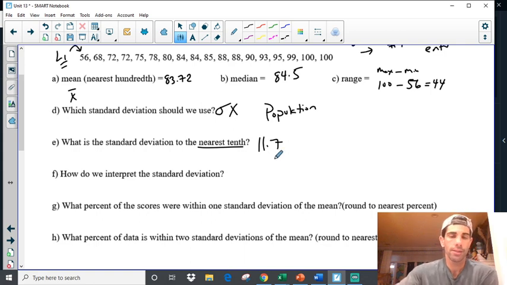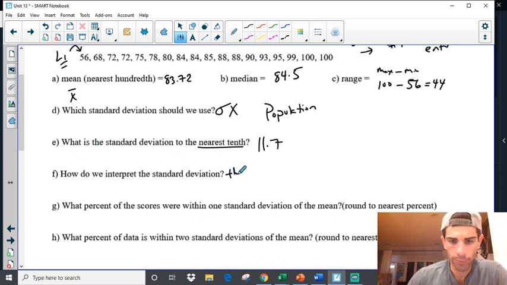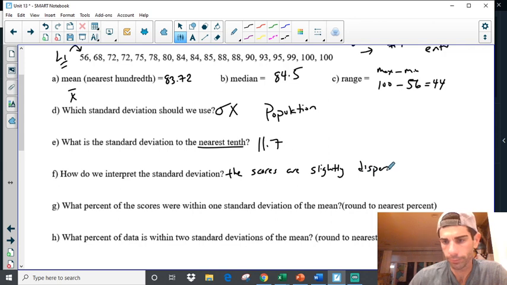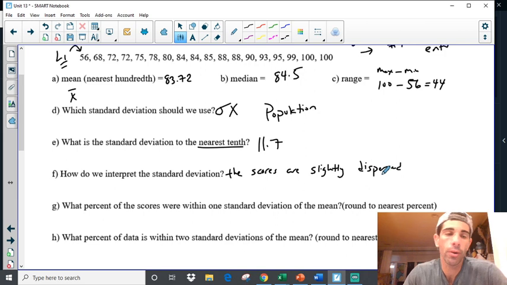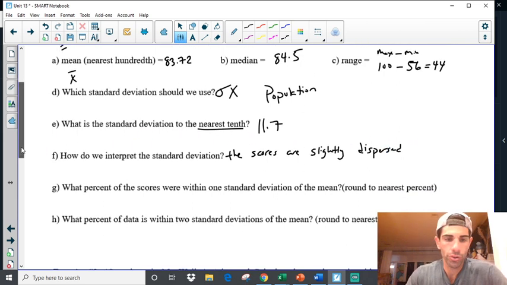So while the standard deviation is not that small, it's also not that big. It's kind of right in the middle there, right? So we would say these scores are slightly dispersed. Okay, so they're not that close together, but they're not super far apart. It's not like we have 20s, 30s in there as well. So there's your standard deviation.